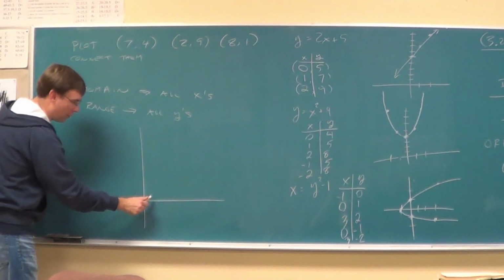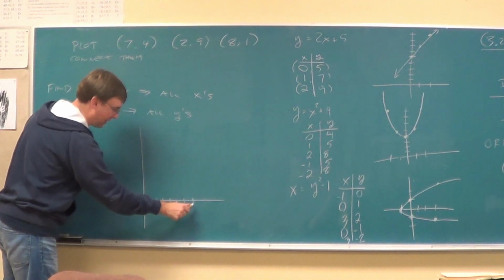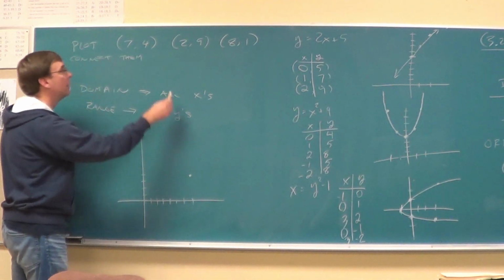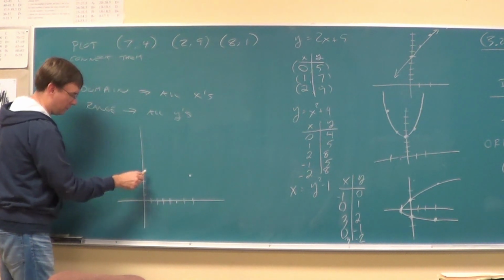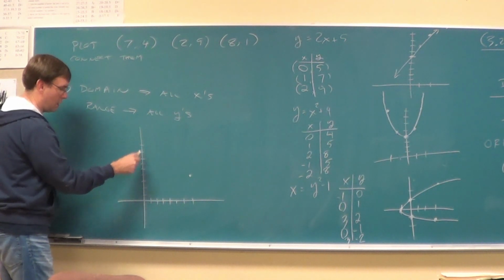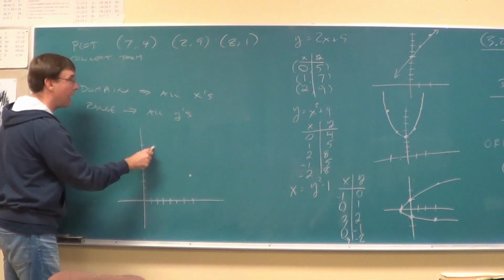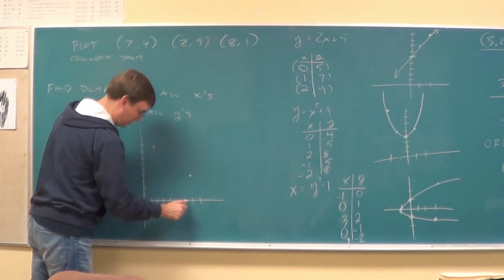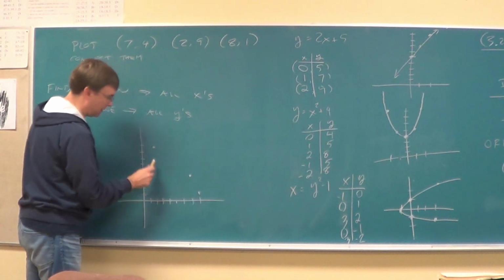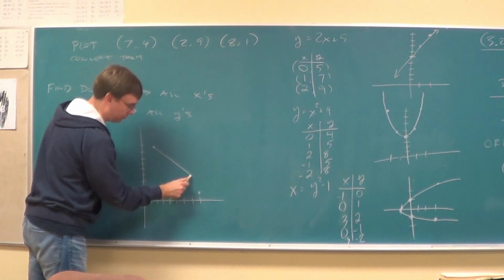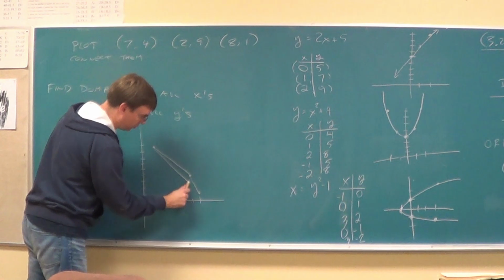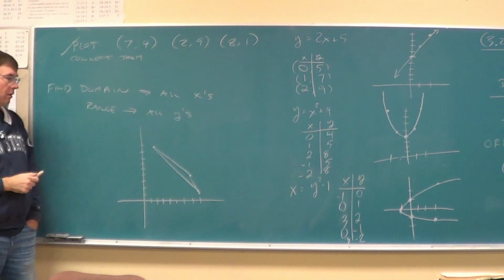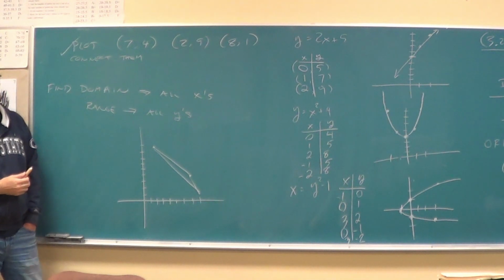So 7, 4, 5, 6, 7. 1, 2, 3, 4. Something about there. 2, 9. Something like that. 8, 1. Connect them. So mission 1 accomplished. We plotted stuff earlier in the period, but they wanted us to play connectors.